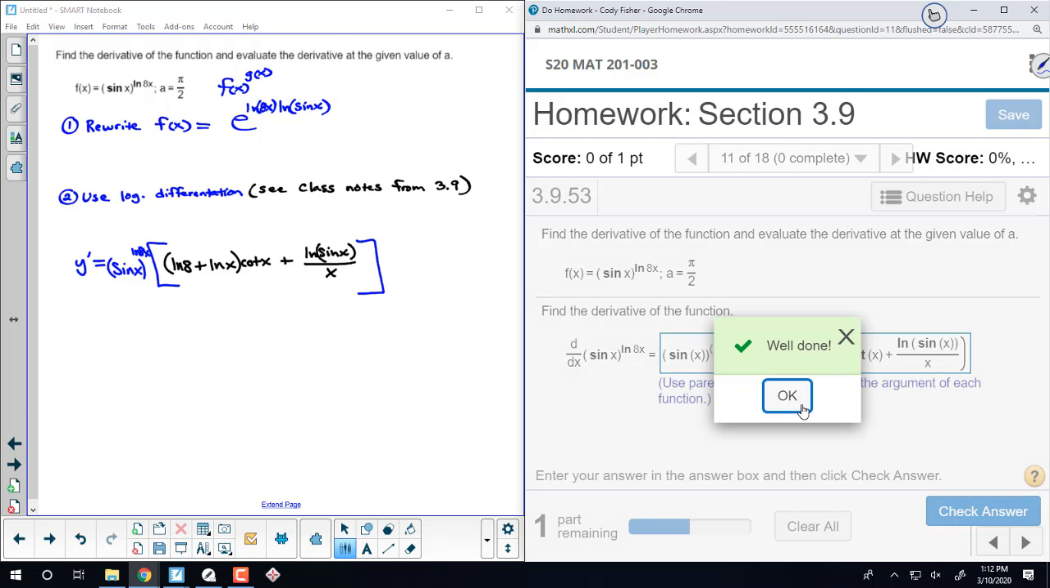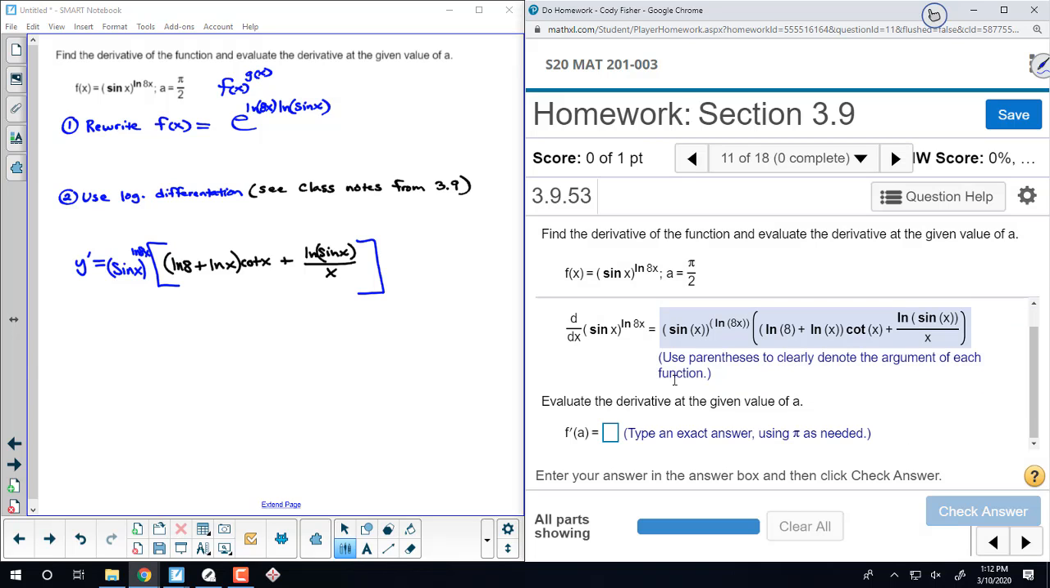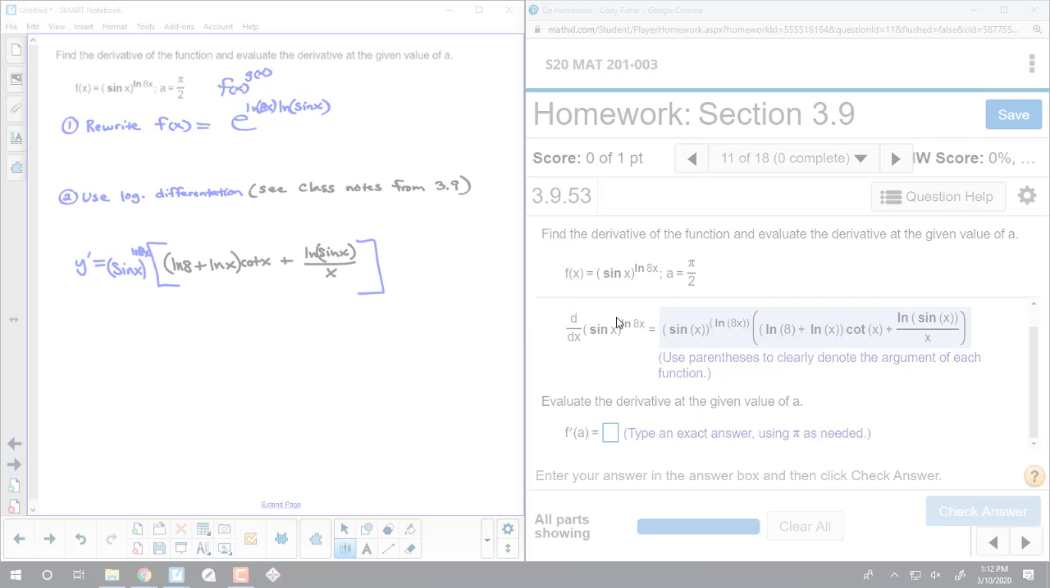Oh, so it didn't want us to simplify. It just wants us to clearly use parentheses. So it's like an overuse of parentheses, to be honest. Like you would never write it out like that. Okay, so let me put this in our notes, just because you should definitely try to get the answer that we got, but here's the answer in its full parenthetical glory.